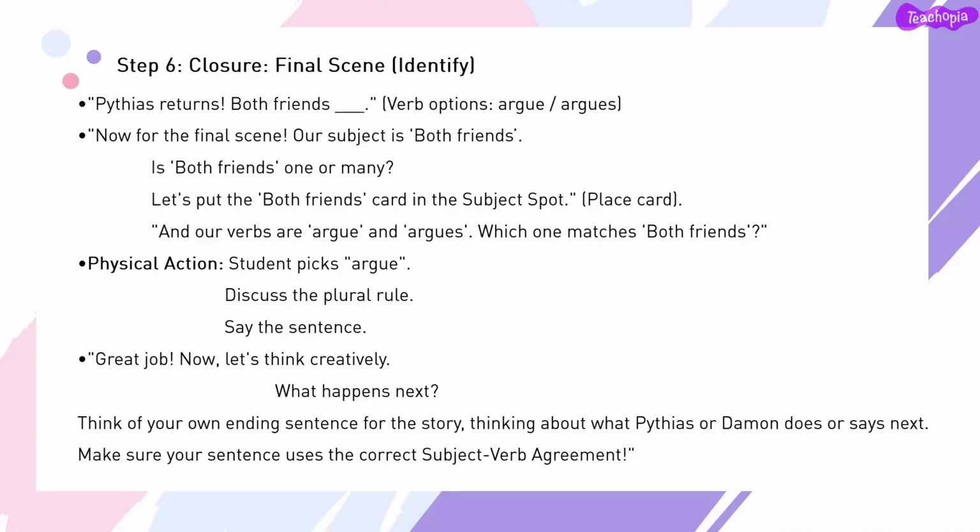Now let's think creatively. What happens next? Think of your own ending sentence for the story, thinking about what Pythias or Damon does or says next. Tell the learners to make their own sentences using the correct subject-verb agreement.